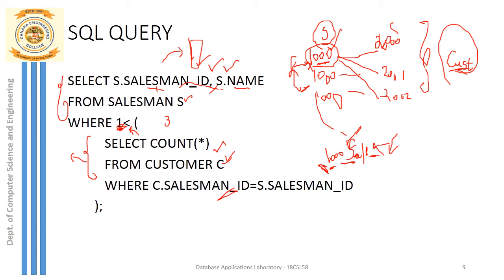So what is the meaning of 1 less than here? We'll just read this from bottom to top here. Okay, that is from bottom to top. What is that? The inner query will just give you the count, right? So for the salesman that you have selected, the first salesman with ID 1000, the inner query will just retrieve the count of rows. It will just count the number of rows inside the customer table.